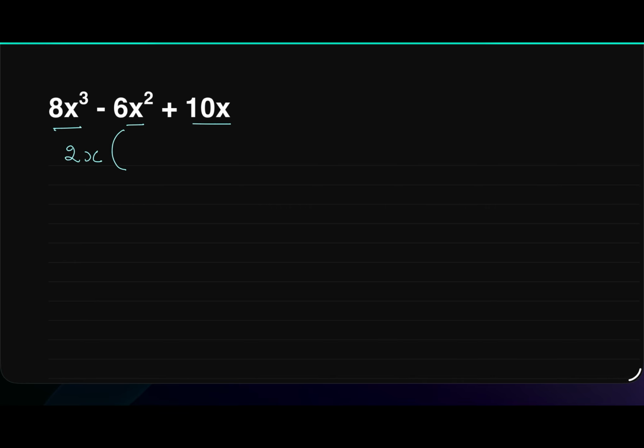Open the bracket. 2 into what will give us 8? 4s are 8. 1x is here. We need 3. So how much we will put here? 2 more. Minus 2x into what will give us 6x square? 2 into 3 is 6. And 1 more x we need. Plus 5s is 10. X is already over here, so I don't need to put it.